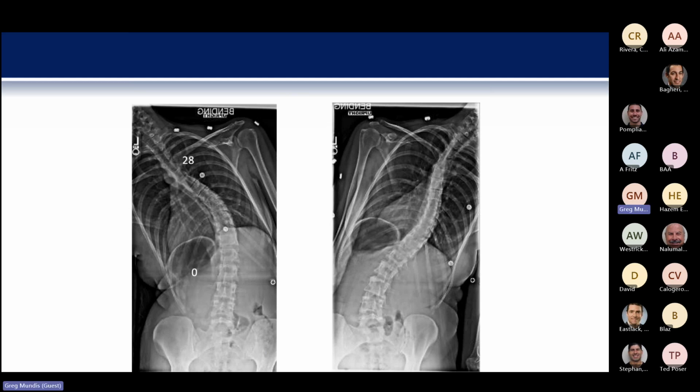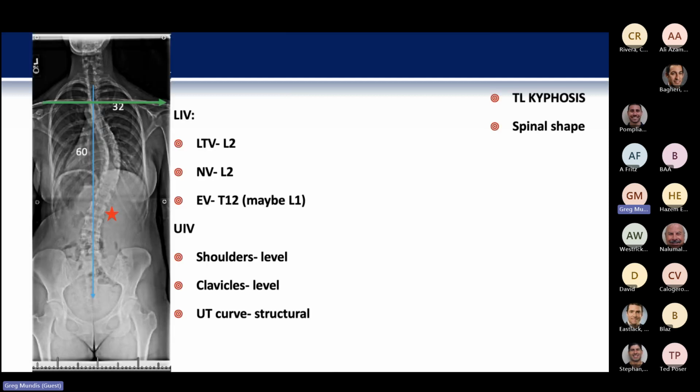So looking at this, I would likely put her in the classification where she has both a proximal thoracic and the main thoracic curve. When it comes to treatment, if you look at her lumbar curve, she definitely straightens out pretty darn well in the lumbar spine.